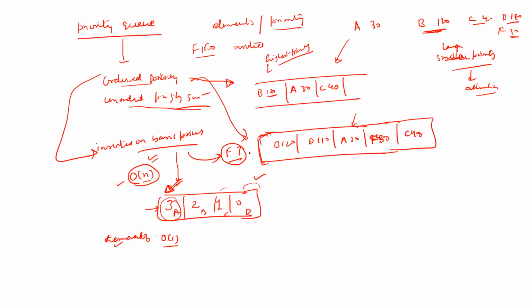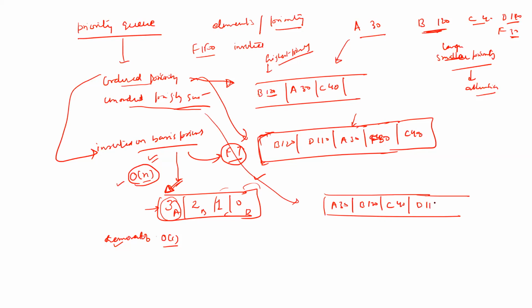Now about the unordered priority queue, in that variant you enter the elements as they come in, on a first come first serve basis. Like A30 is coming, you enter A30. Then B120, then C40, then D110, then F30. Insertion here in the unordered priority queue is order of 1, just insert at the end. When you are deleting an element, you will be seeking the highest priority. Search the whole array for the highest priority element, so this will consume order of n time.